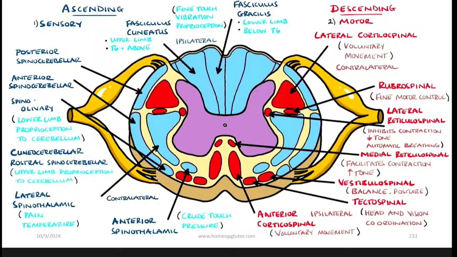Talking about the tracts, always remember that we have ascending tracts as well as descending tracts. As you can see over here, the ascending tract takes the sensory information, whereas the descending tract takes the motor information. That is important. So the ascending tract takes sensory information and the descending tract takes motor information. Now let us see what the descending tracts and the ascending tracts are.